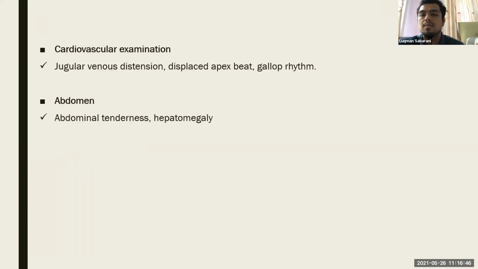Other than the respiratory examination, another examination we need to consider is the cardiovascular examination, especially if we want to look for signs of congestive heart failure, for example jugular venous distension, displaced apex beat, and presence of gallop rhythm on auscultation. And for the abdomen, abdominal tenderness and presence of hepatomegaly.